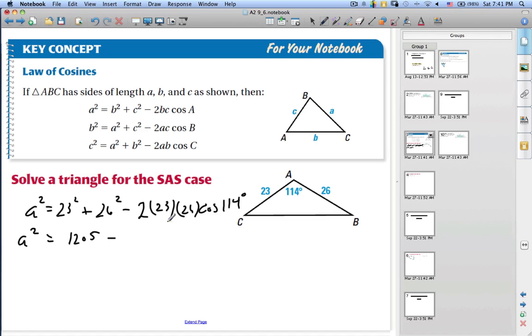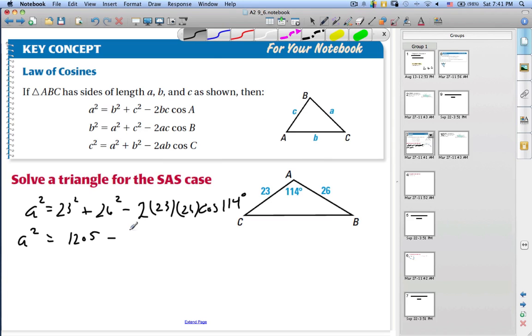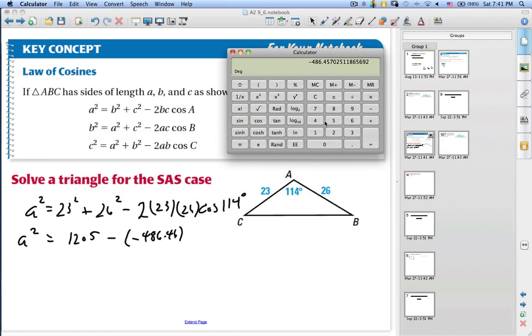And then I'm going to have to do this other part. So I'm going to have 2 times 23 times 26 times the cosine of 114 equals, all right, so it's going to be minus a negative. Okay, so you do have to be careful about these things. This is minus 486.46. Okay, so minus a negative would be the same as adding.